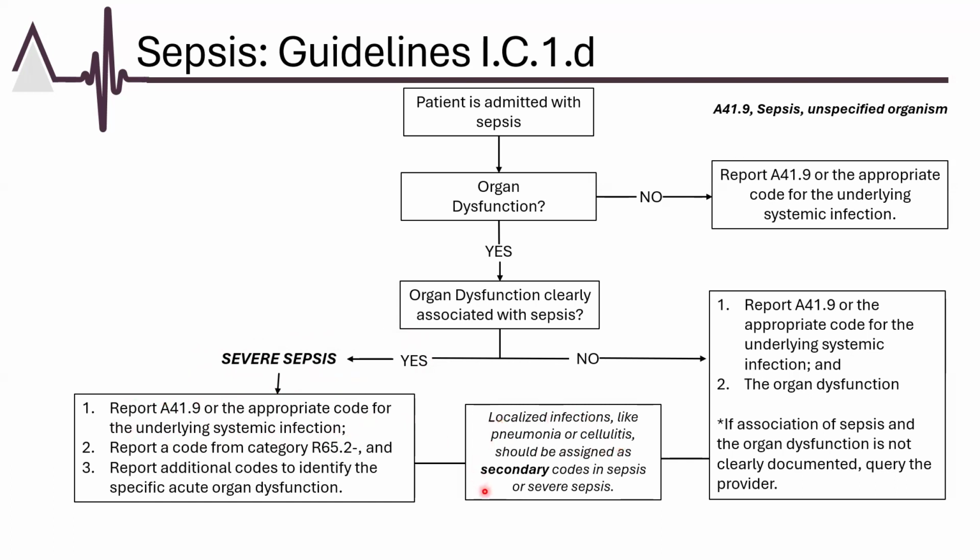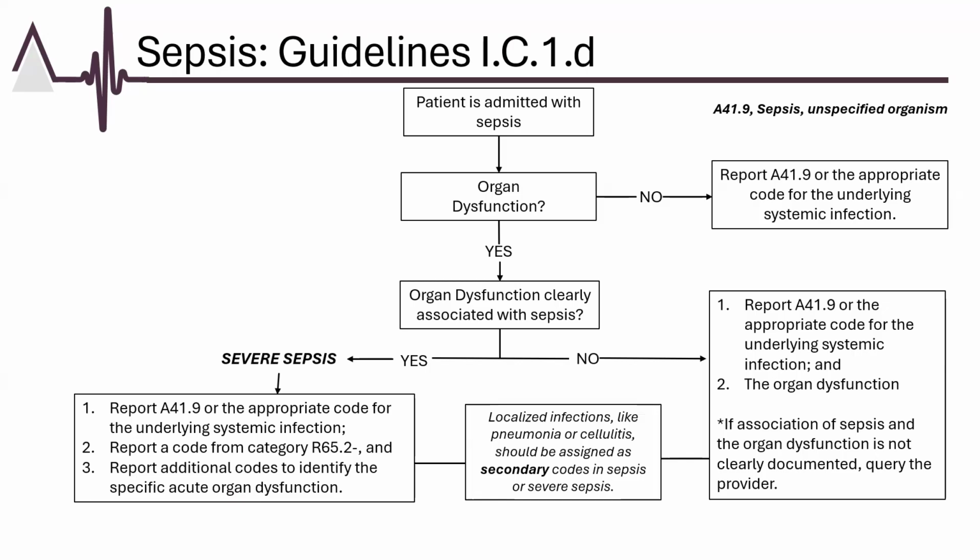Here again is the reminder that the secondary diagnosis code should be any localized infections like pneumonia, which we have here, so we would want to find our pneumonia code as number 2. And then report a code from category R65.2. Category R65.2 is severe sepsis, and the difference between the codes here is either severe sepsis without septic shock or with septic shock. And then we also want to report additional codes to identify the specific organ failure. In our case, the organ failure is renal, acute renal failure.